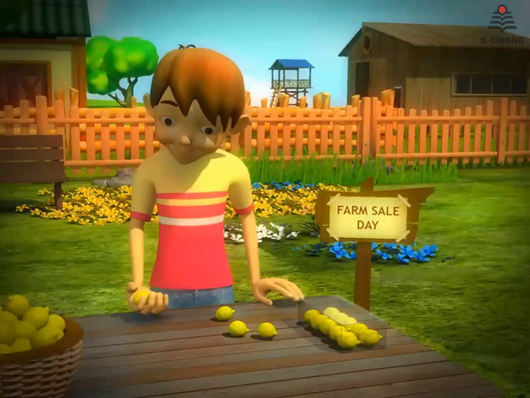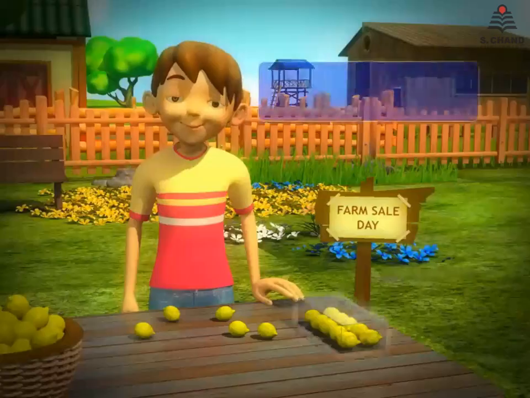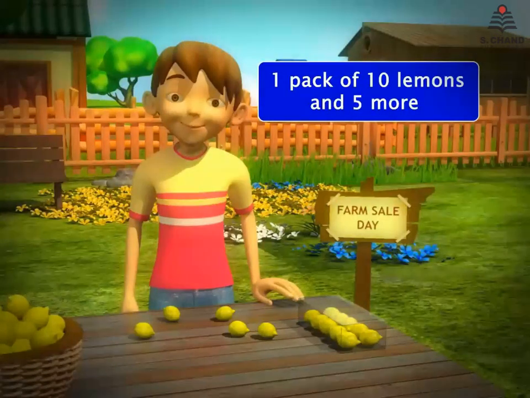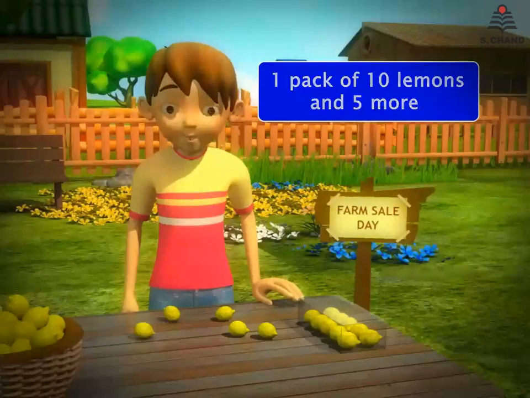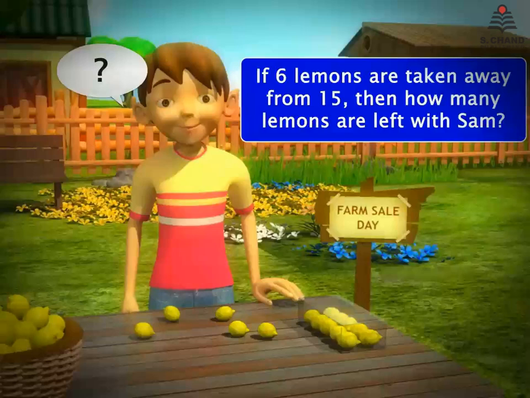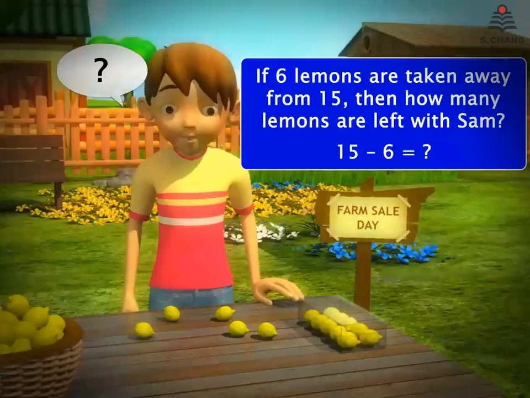Aha! Lovely looking lemons, Sam. How many have you got? Sam has a pack of 10 lemons and 5 more lemons. That makes 15 lemons in all. If we take 6 lemons from Sam, then how many lemons are left with him? To find the answer, we have to subtract 6 from 15. Let's do that by regrouping.